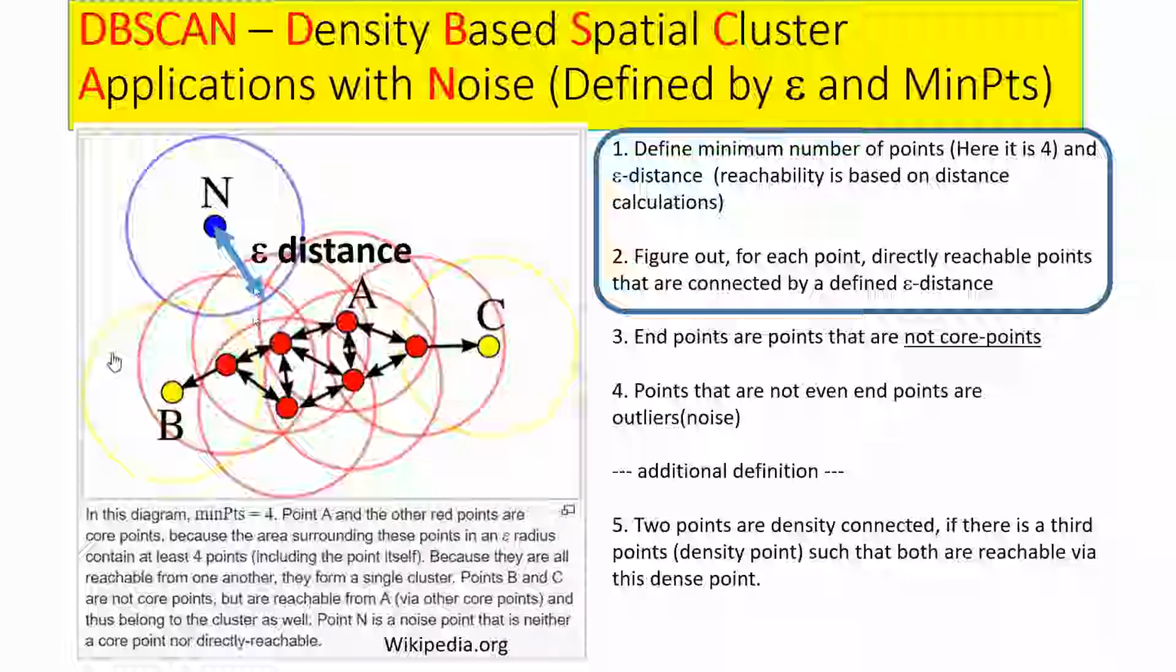But if you go here, at N, does it contain any points other than N? No. When it doesn't contain any core points, that is called an outlier. The reds are all core points. B and C are end points. N is an outlier.